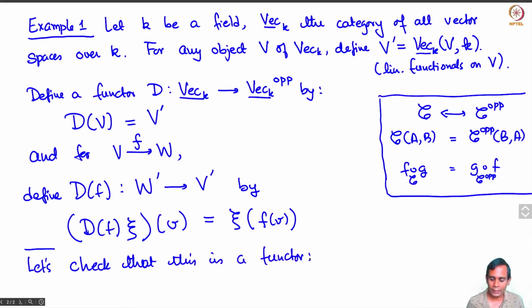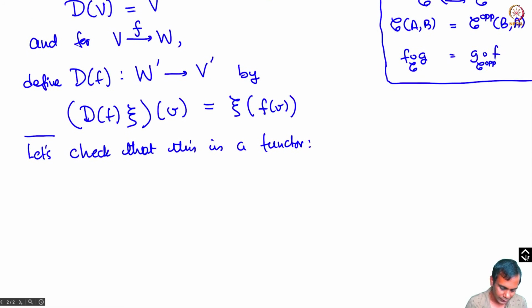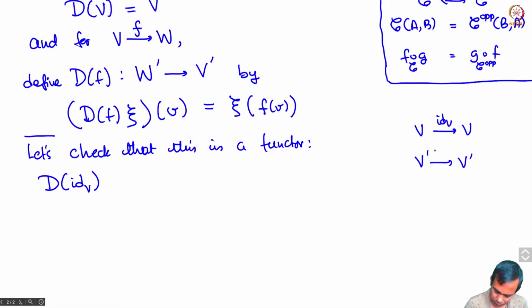So the first thing I need to check is whether D takes the identity to identity. So let's look at D of identity of V. V is a vector space, so identity of V is from V to V, and D of identity V is from V prime to V prime. And so we need to say what it does to Z in V prime.